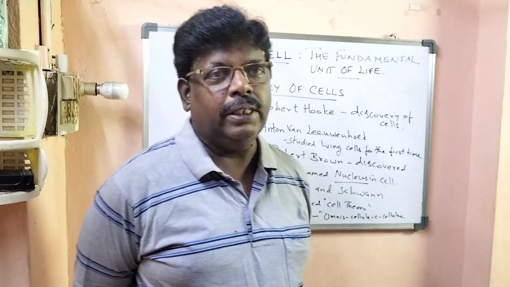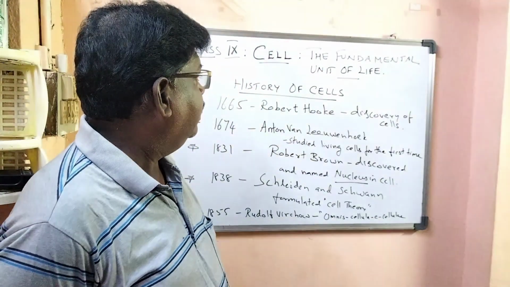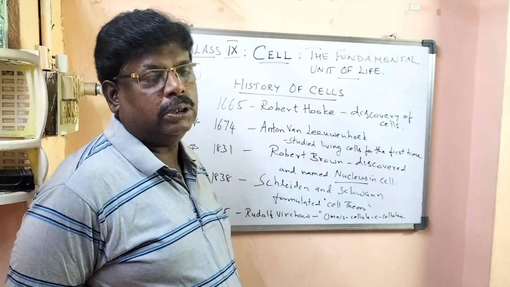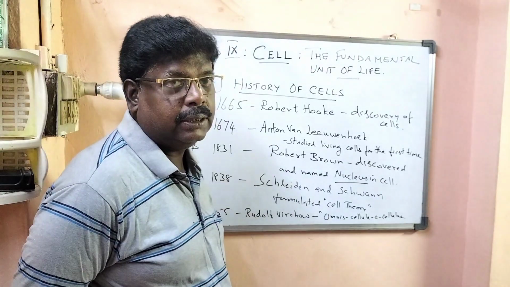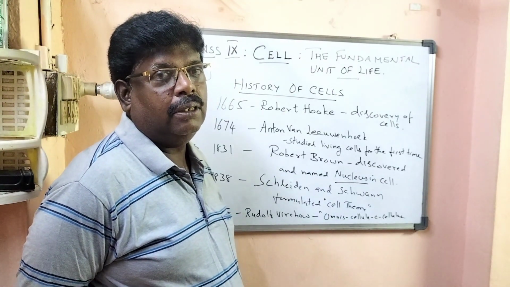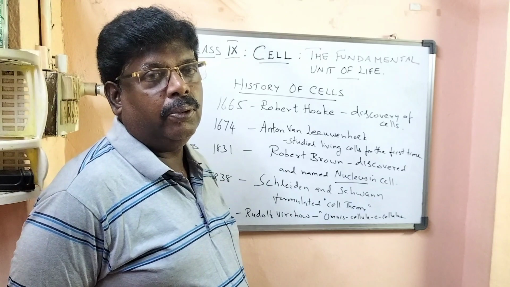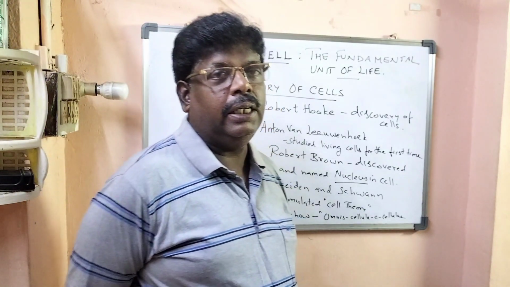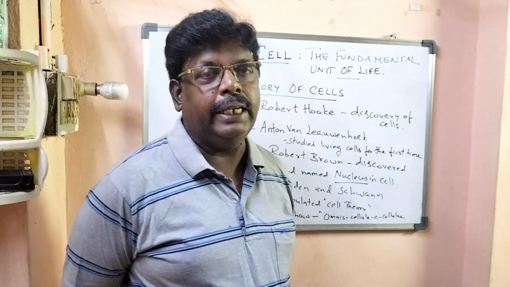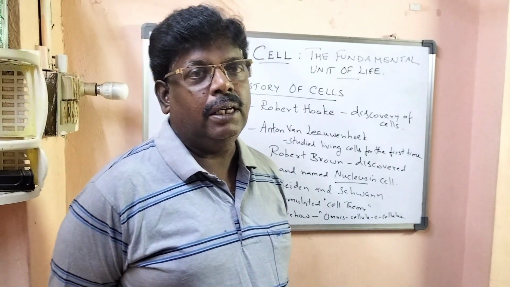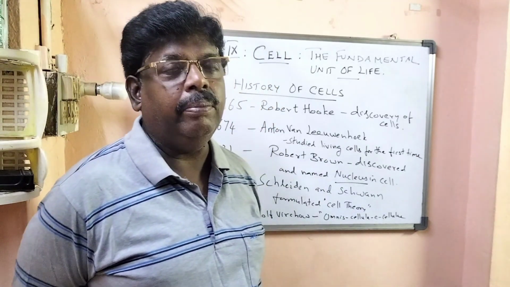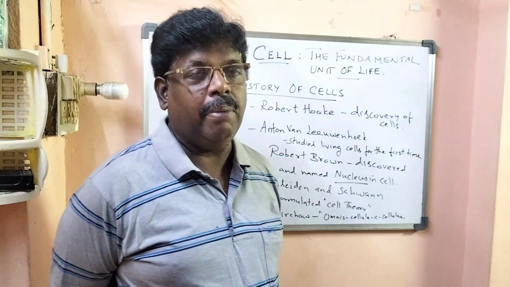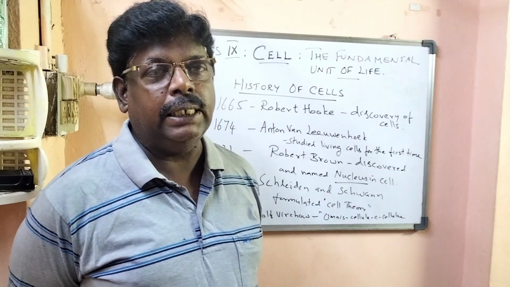So let us see some of the discoveries. History of cells. In 1665, Robert Hooke discovered cells. In his very old crude microscope, he saw a piece of bark where he saw some structures and named them cells. It was like a honeycomb for him. So he saw many compartment-like cells in the bark. So Robert Hooke discovered cells in 1665.